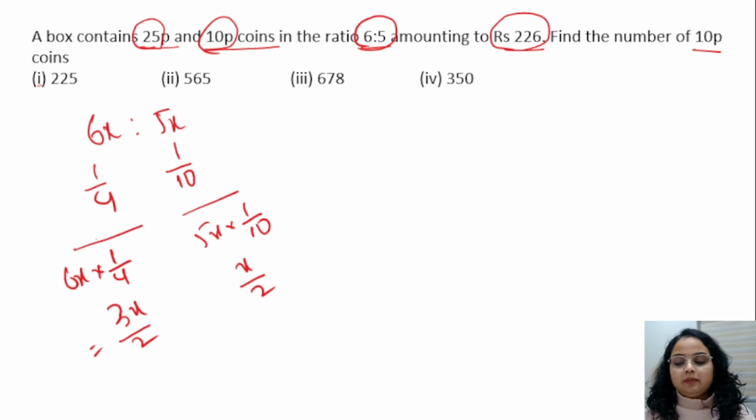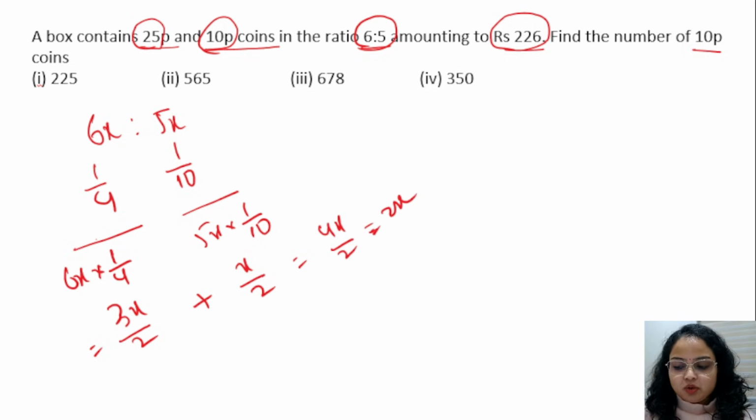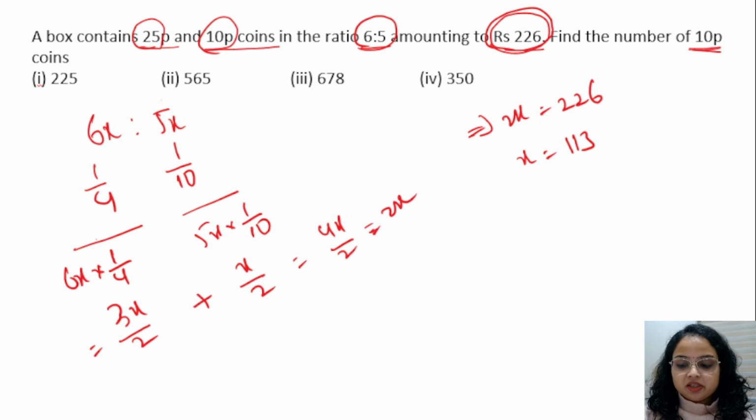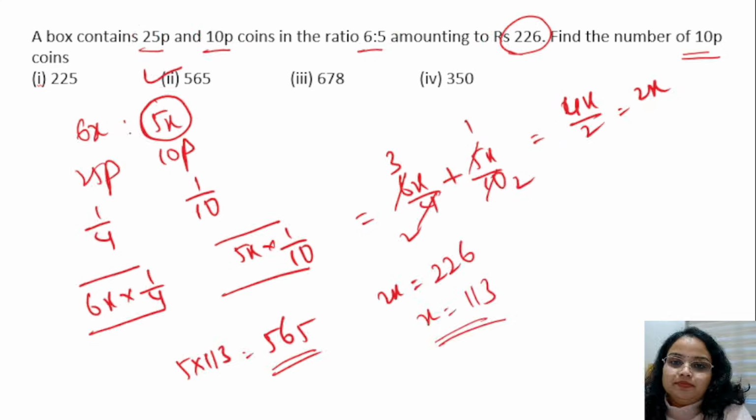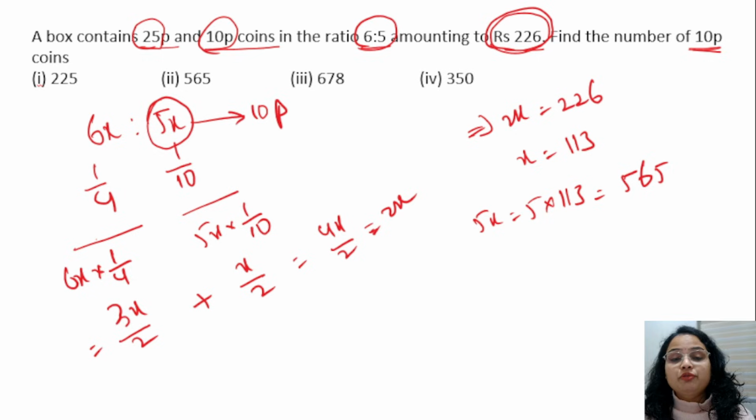So what is the total amount of money? We will add these two. We'll get 4x by 2. It is 2x. And what is the total amount of money given? 226 rupees. We will equate these two. 2x is equal to 226 rupees. So x is equal to 113. And what is asked? What is the number of 10 paisa coins? We assumed as 5x. These are 10 paisa coins. So 5x is equal to 5 into 113. It is 565. So the number of 10 paisa coins are 565 coins. Okay, it is the second option.